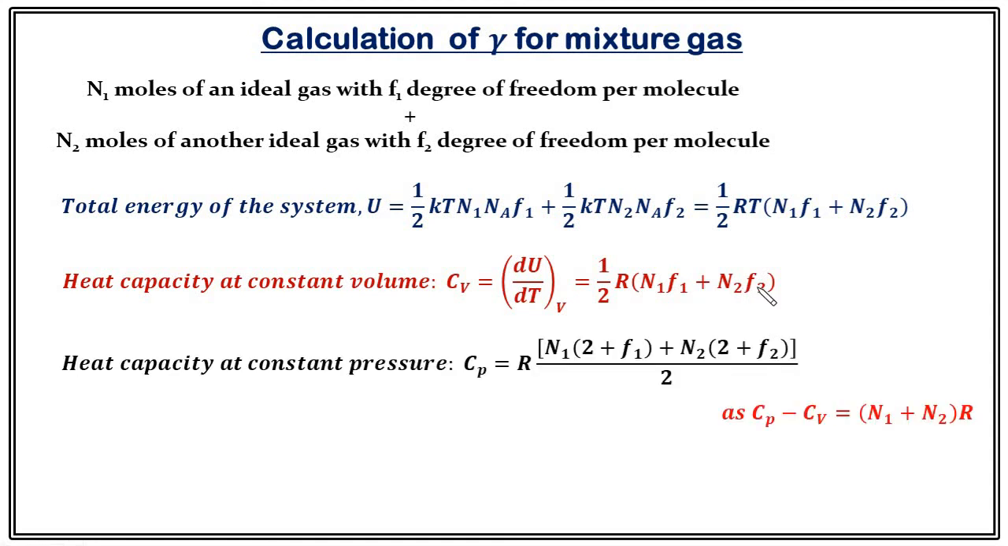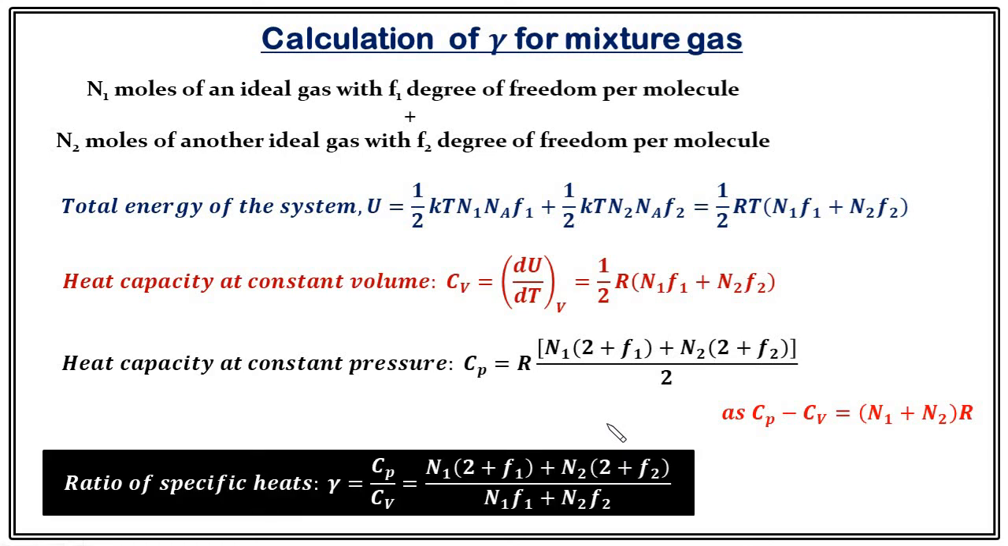And we know Cp minus Cv equals R for 1 mole. Here we have N1 plus N2 moles, therefore Cp minus Cv equals N1 plus N2 times R. If you utilize these two relations, then you can simply calculate Cp, and Cp will be R into N1 (2 plus F1) plus N2 (2 plus F2), upon 2. Now we know Cp and Cv, therefore gamma will be Cp upon Cv, and this will equal N1 into (2 plus F1) plus N2 into (2 plus F2), upon N1 F1 plus N2 F2.